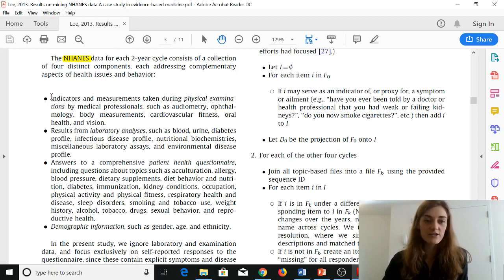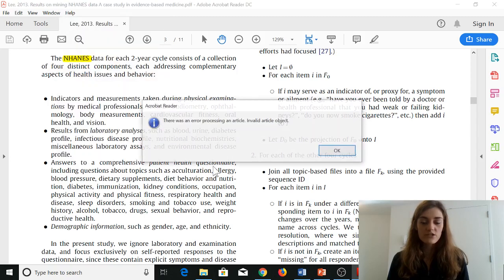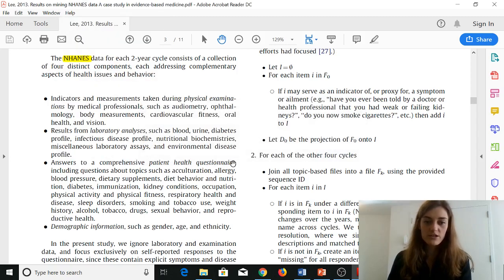So they have indicators and measurements taking physical exams. So these are clinical indicators. Their respondents undergo a clinical assessment. Results from laboratory analysis, so not just clinical like anthropometric measurements, but also blood tests, which result in these lab analysis, blood, urine, diabetes profile. They have a patient health questionnaire, which are just self-report answers, which are the type of questions in BRFSS. And then finally, demographic information, which is also contained in the BRFSS data set.